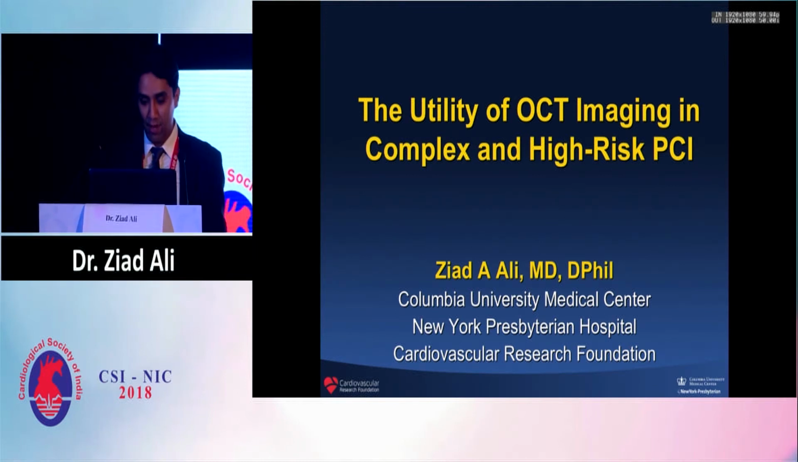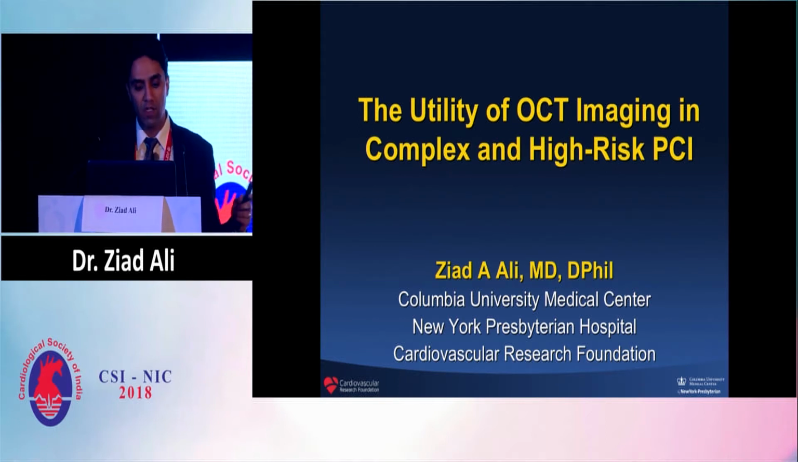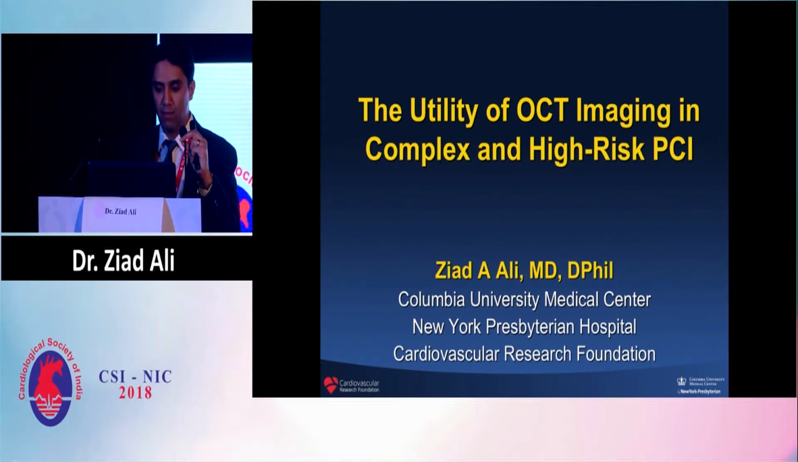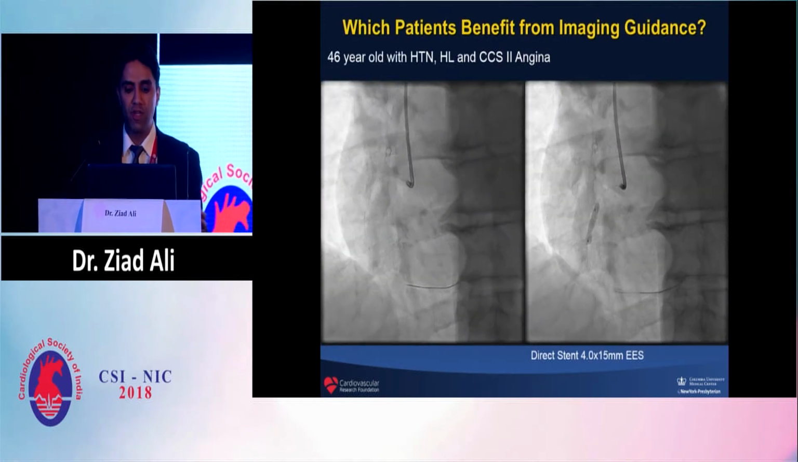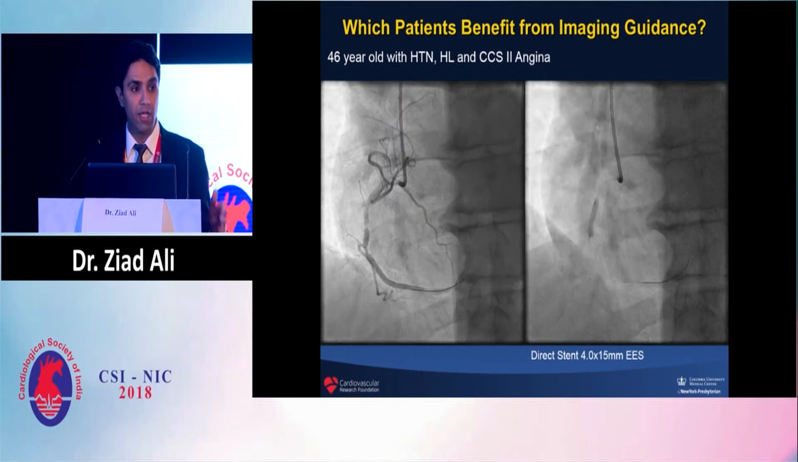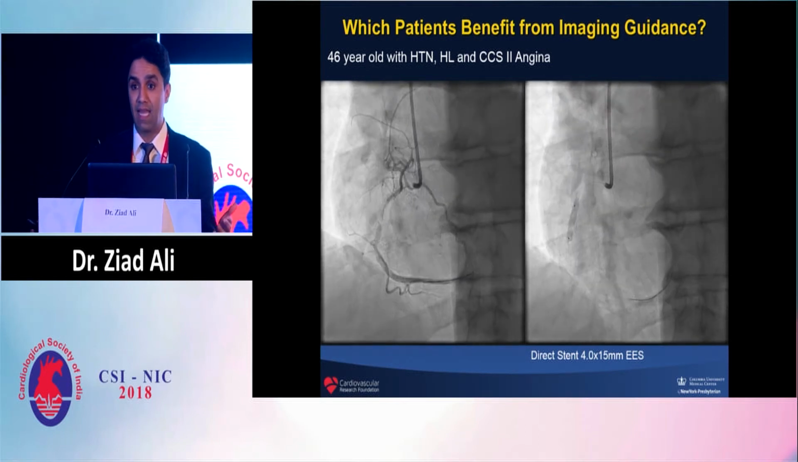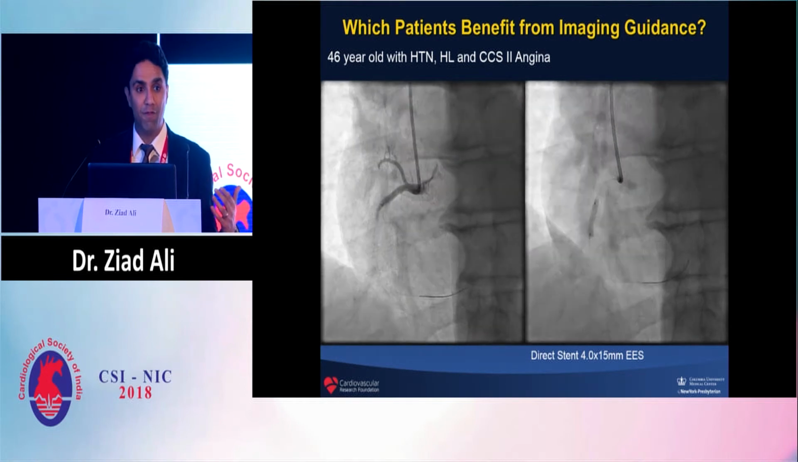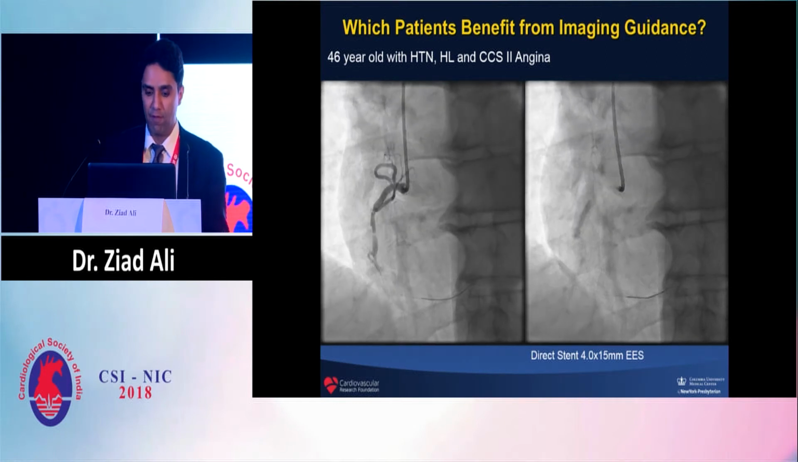So I'm going to follow up on what Srinivas just talked about and focus specifically on the utility of OCT imaging in complex and high-risk PCI. The first question we have to ask ourselves, particularly in an economic situation such as we are in here, where the cost of the catheter is very high and the cost of a drug-eluting stent is lower, is which patients actually benefit from imaging guidance?